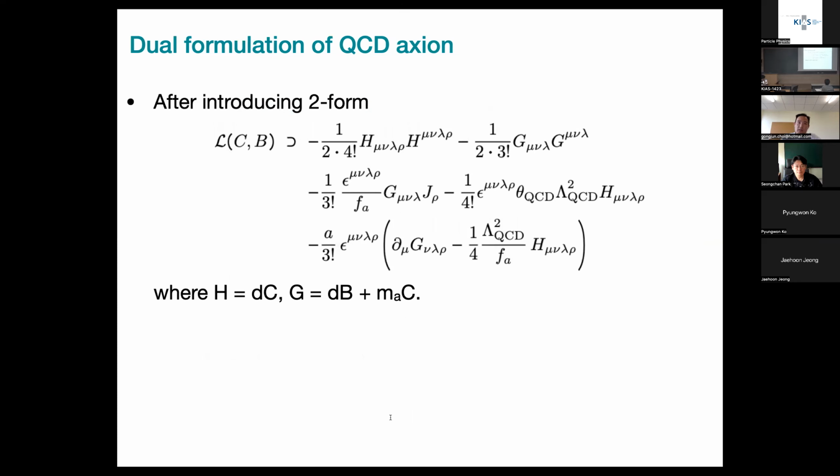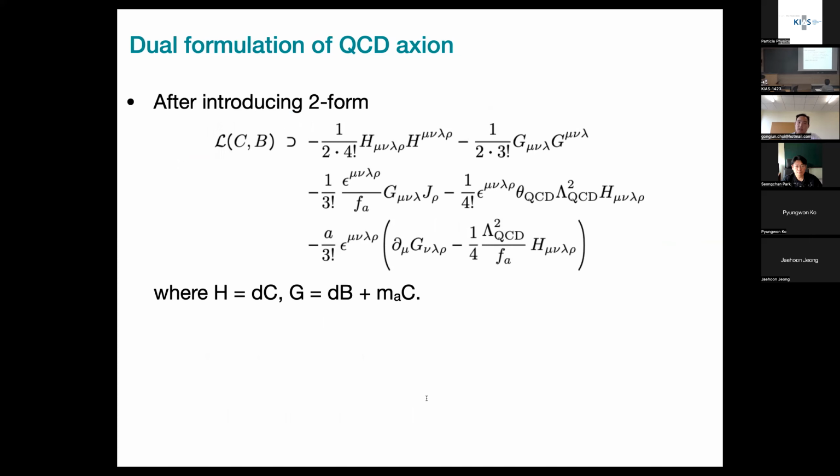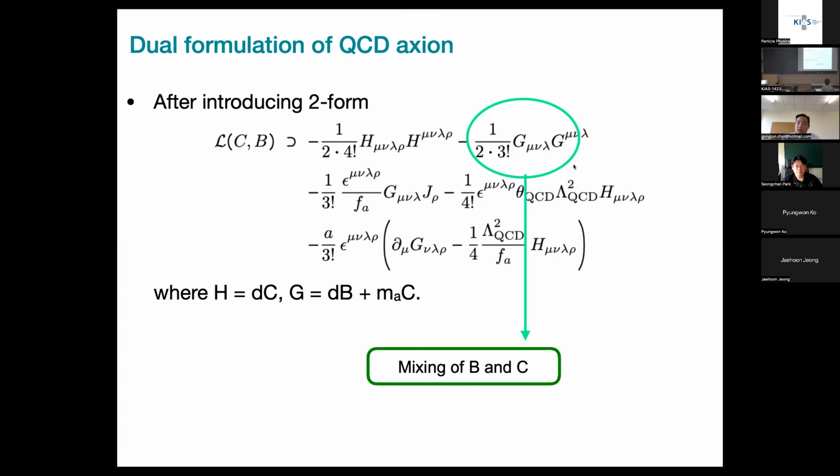To see how this works, knowing this gauge transformation rule for the two-form and three-form, let me try to write down the gauge invariant Lagrangian from a low energy point of view. First, you can write down the kinetic term for the three-form, where H is the field strength of the three-form. And second, you can write down the gauge invariant mass term for the three-form. There you have a mixing between the two-form and the three-form.